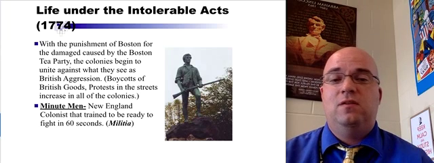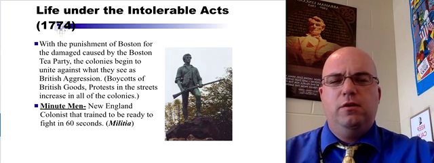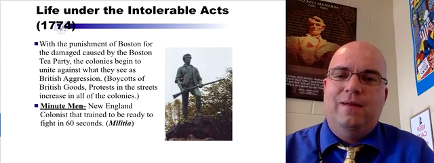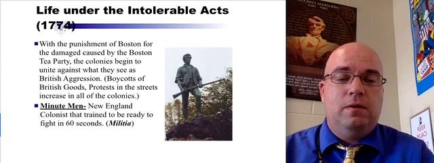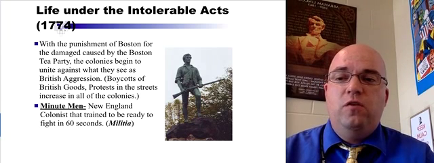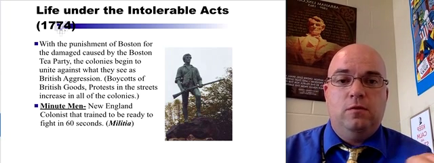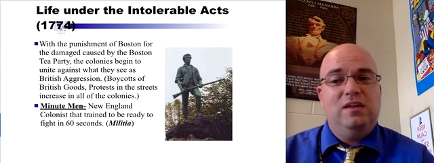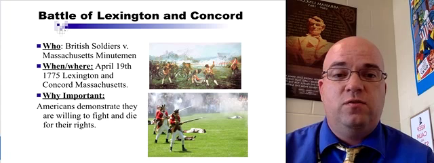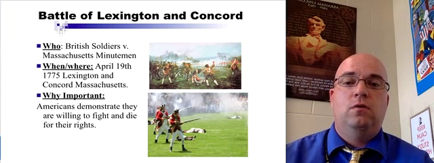Now, one common misconception is that they shout, "Hey, the British are coming, the British are coming." They all saw themselves as British citizens, so they wouldn't have said that. But they would have said the redcoats are coming, the soldiers, the regulars are coming, and so they prepared themselves. The first town the soldiers had to pass through before they got to Concord was Lexington. And this is where the very first shots fired of the American Revolutionary War take place.